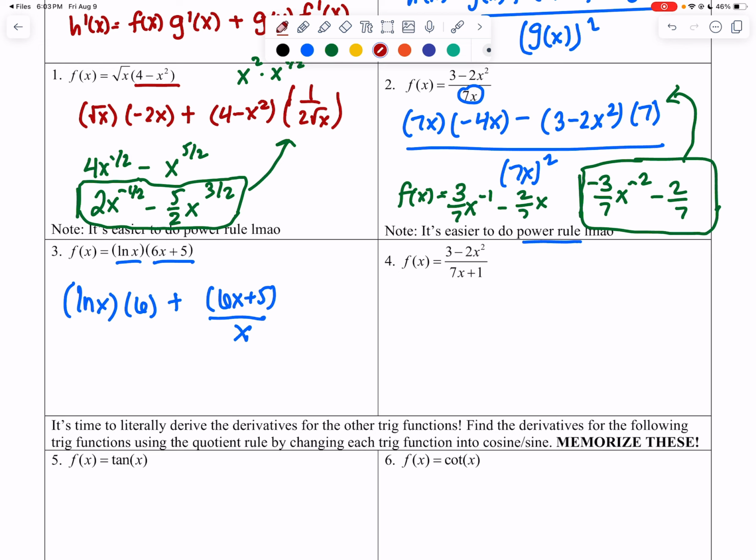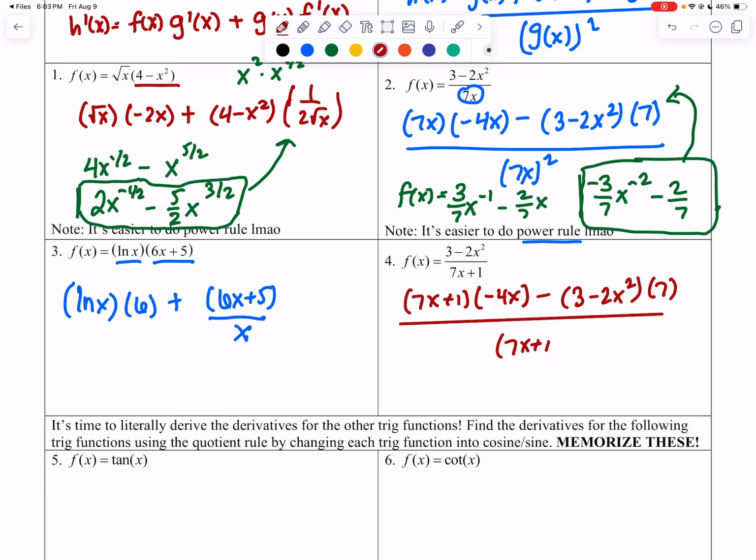Number 4, we have (3 minus 2x) squared over 7x plus 1. This one, we can't really divide this, so we're just going to go ahead and use the quotient rule, where I have my bottom, so low, times the derivative of the high, minus high, times the derivative of the low, all over low squared.